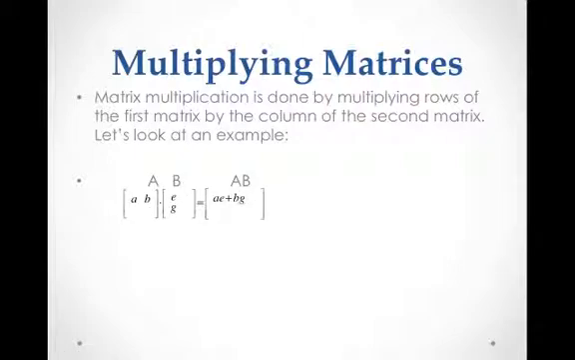So first thing you do is you start with the first row of A and you multiply by the first column of B. And the way you do that is you take the first element in that first row and multiply by the first element in that first column, and you get AE, and then you write down plus, and you move to that second element in the first row and multiply by the second element in the first column, and so you get plus BG. So it's a combination of multiplying and adding. But that's how you multiply the first row times the first column.